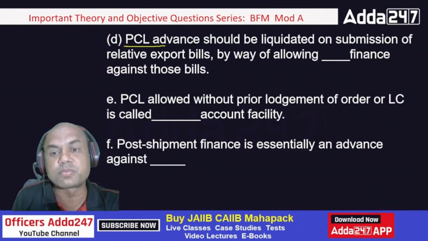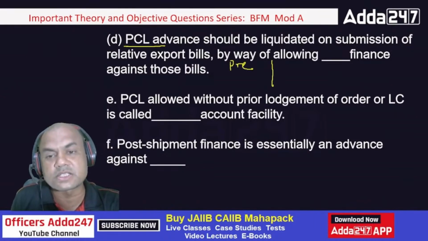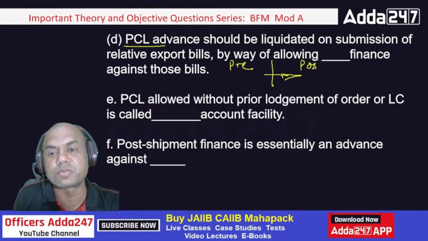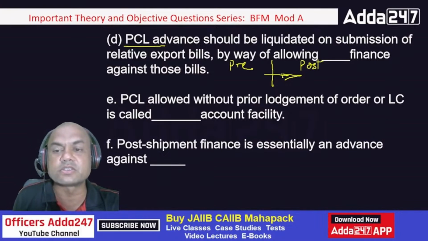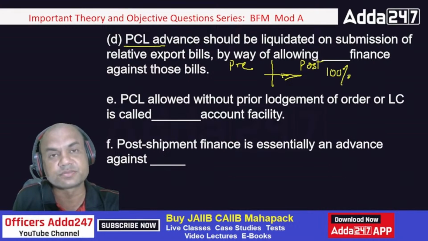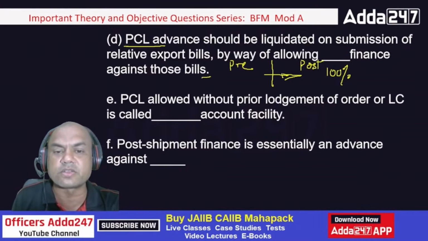As I told you, pre-shipment means before the shipment, right? Before manufacturing, everything. So this I'm giving as pre. Once the goods are shipped, once the goods are sent, then I'll give them the post-shipment. This post-shipment finance is always given 100%. So how does the bank finance it? If the bank has already financed pre-shipment, see, pre-shipment is generally 75 to 80%.